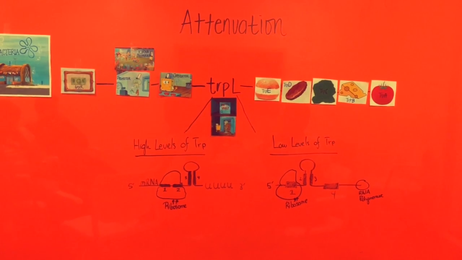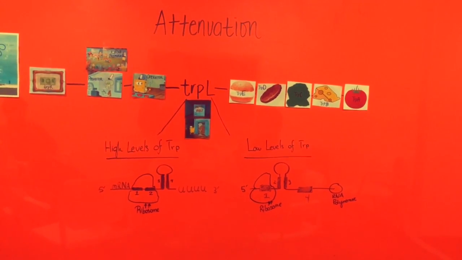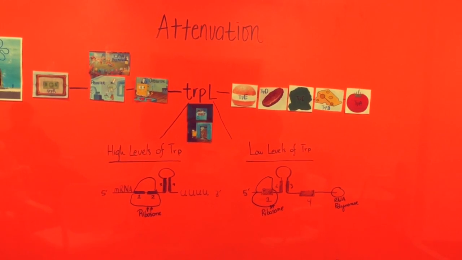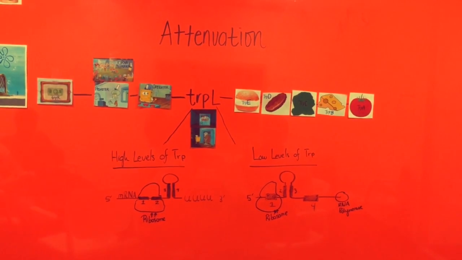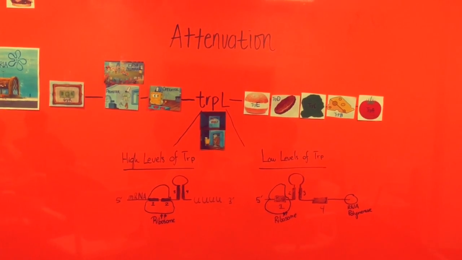Region 2 is complementary to regions 1 and 3 and can form a stem loop with either, but not both at the same time. Region 3 is complementary to 2 and 4 in a similar manner. The attenuator follows region 4.